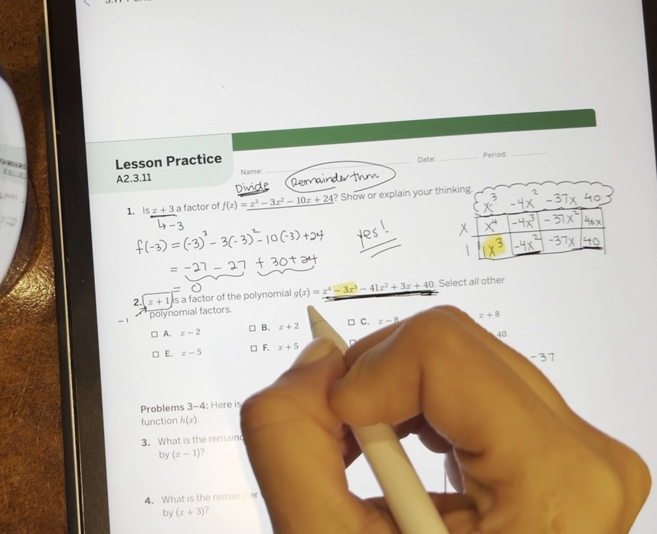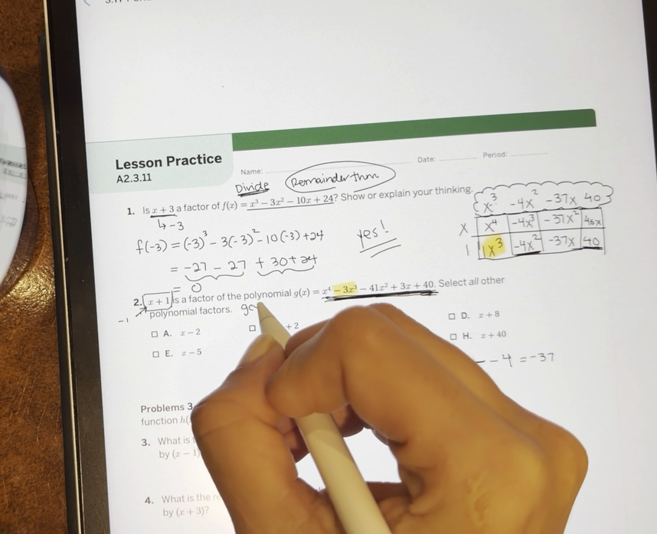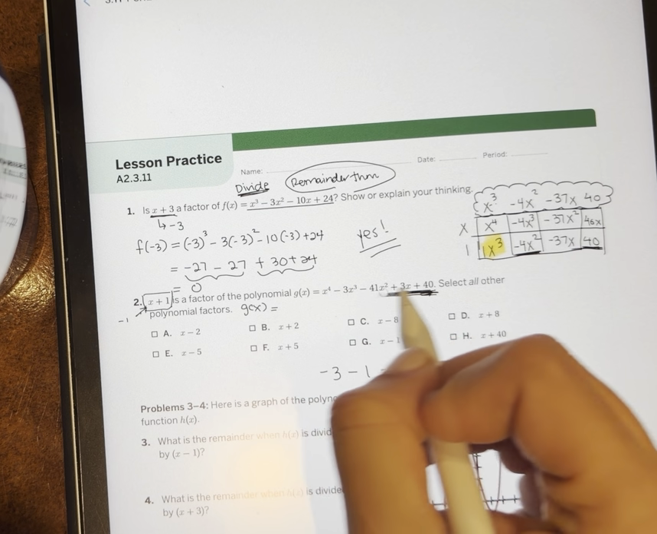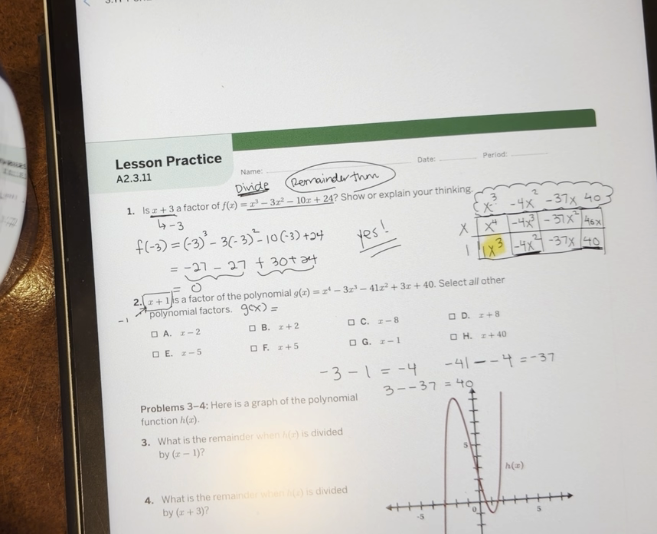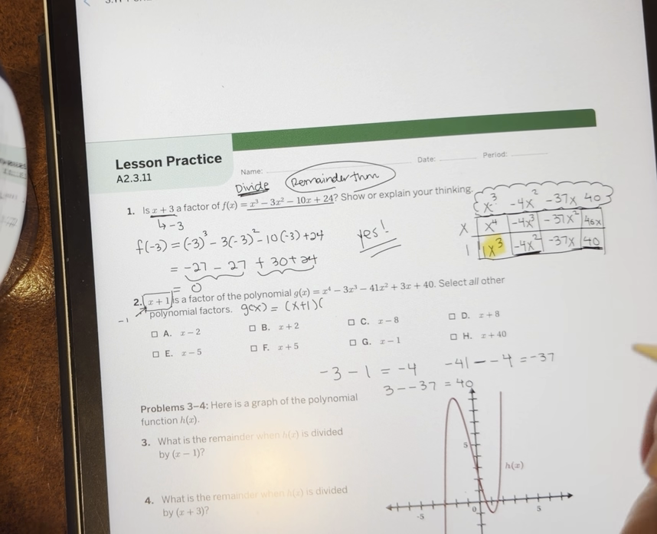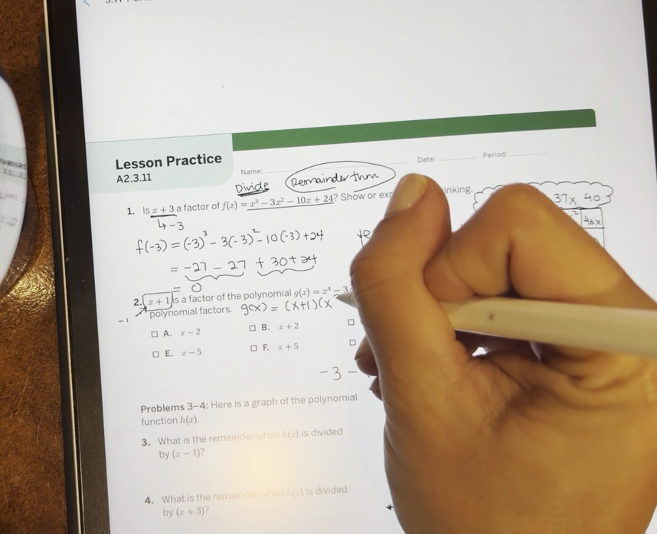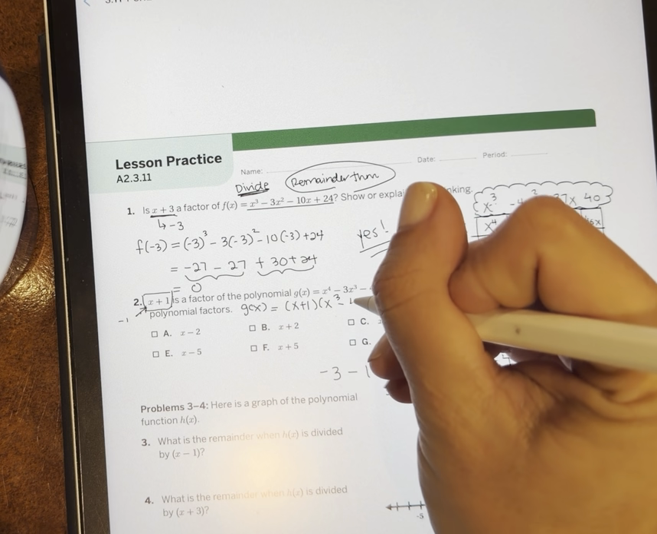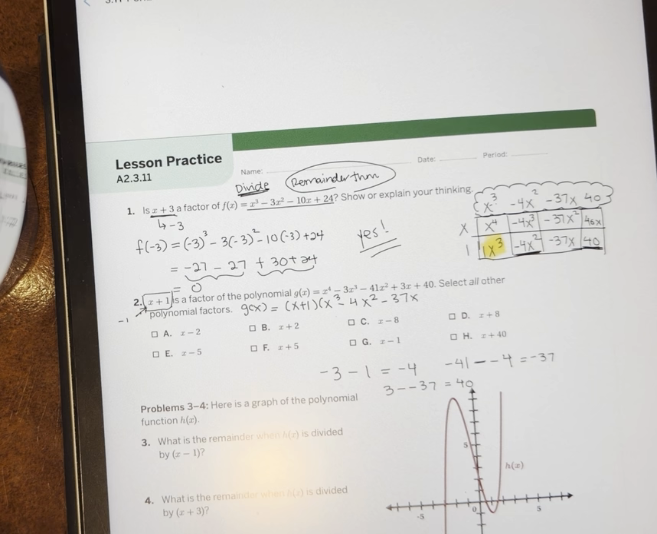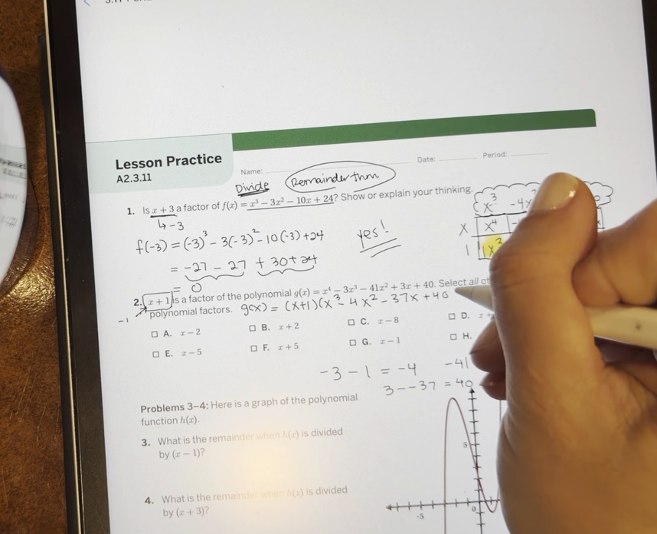Here, let me rewrite. I want to make sure we know exactly what we are doing. This is g of x. I now know that g of x equals x plus 1 times x cubed minus 4x squared minus 37x plus 40.